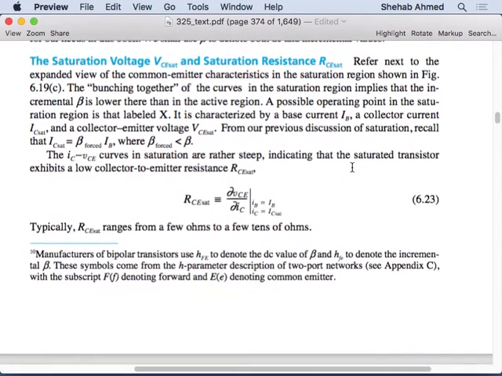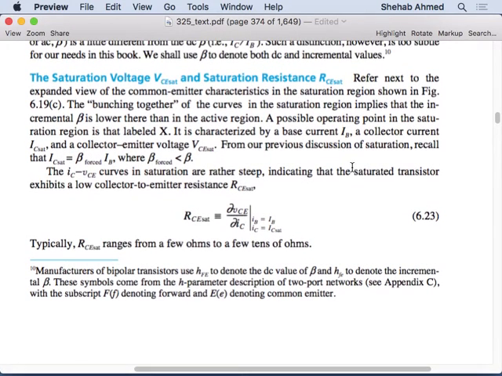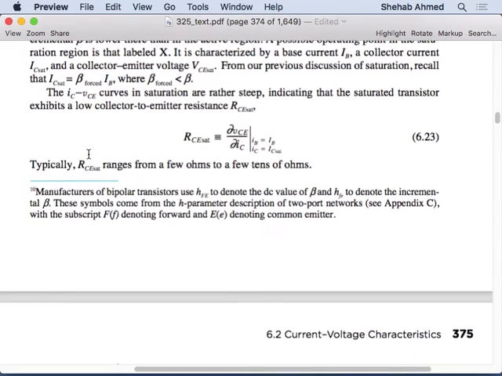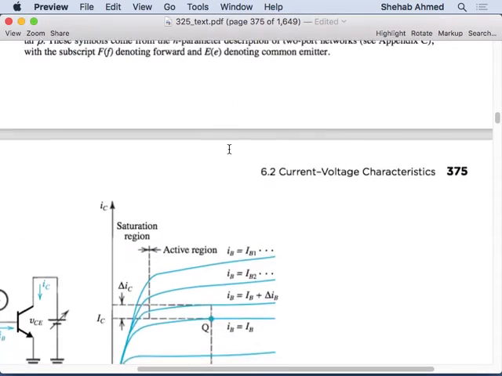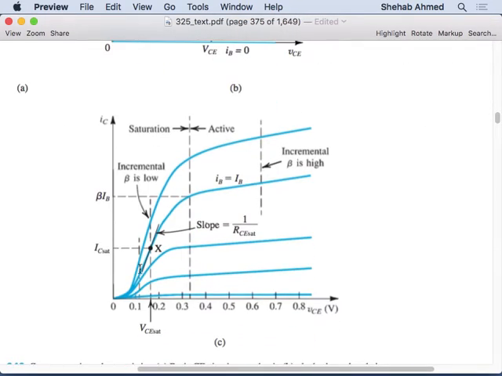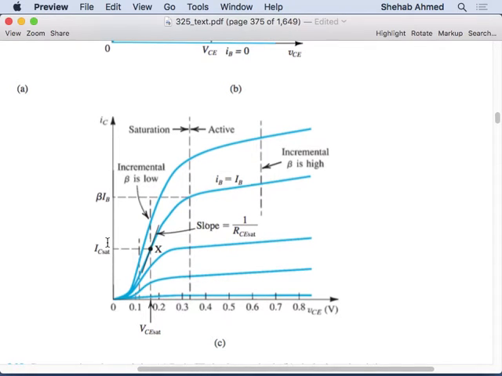And in the beginning of the class, I reiterated the importance of beta versus beta forced. Why is this important? Because here we're zooming in on saturation. In saturation, IC is still beta IB, but the beta will change. It will not be a device characteristic like the one used in the active region anymore. It's not going to be 100 anymore.